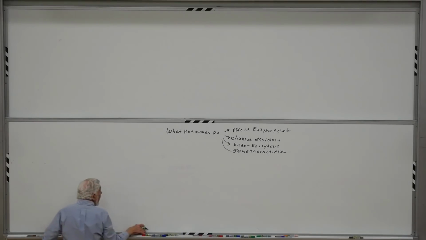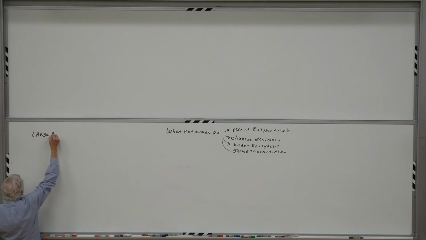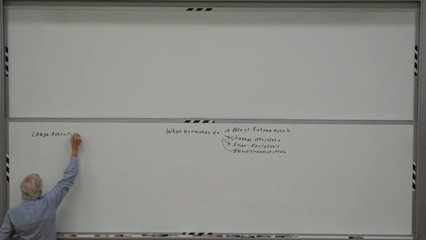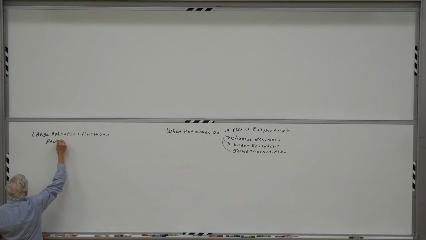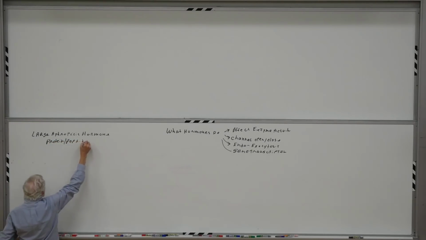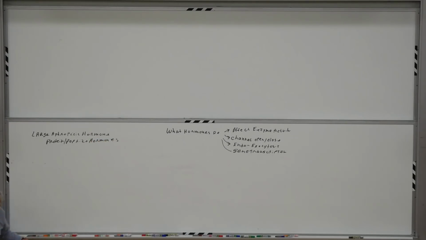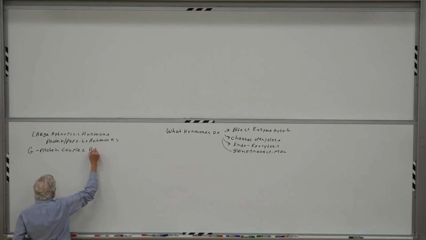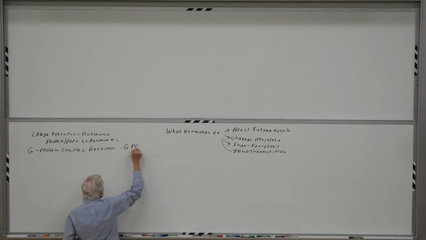Let's start here with the story about the large hydrophilic hormones. These are typically protein or peptide hormones. The particular example that we're going to use here is something known as a G protein coupled receptor. It's often abbreviated as the GPCR, G protein coupled receptor.